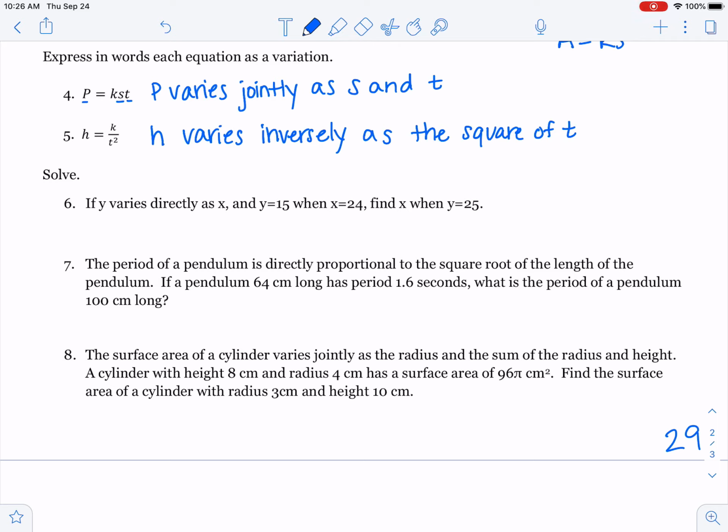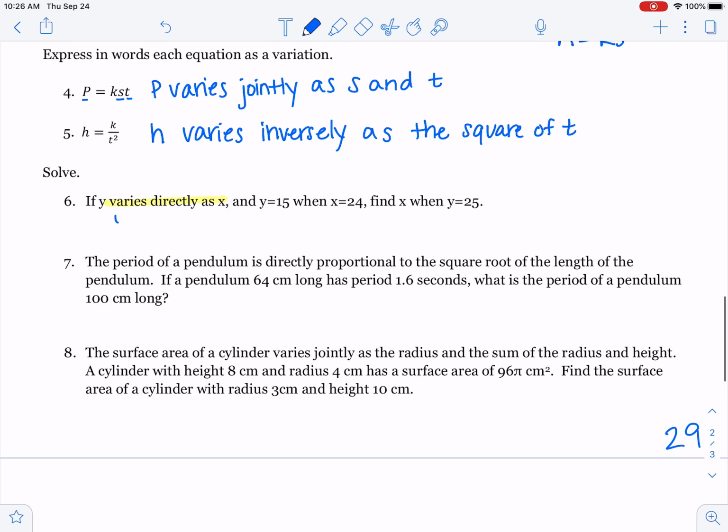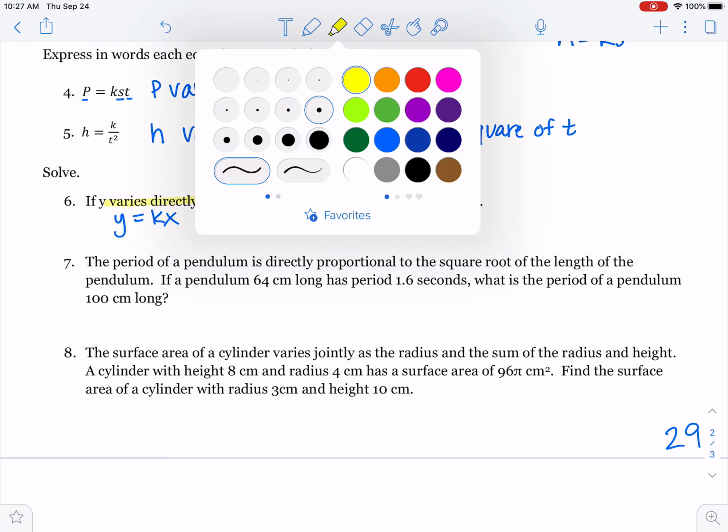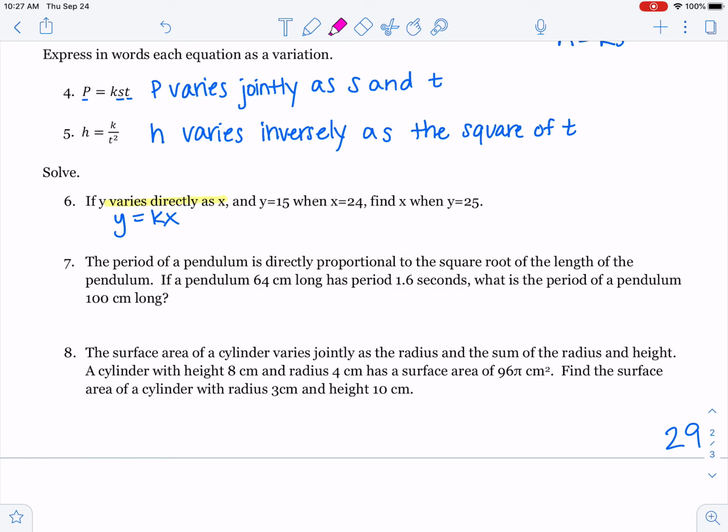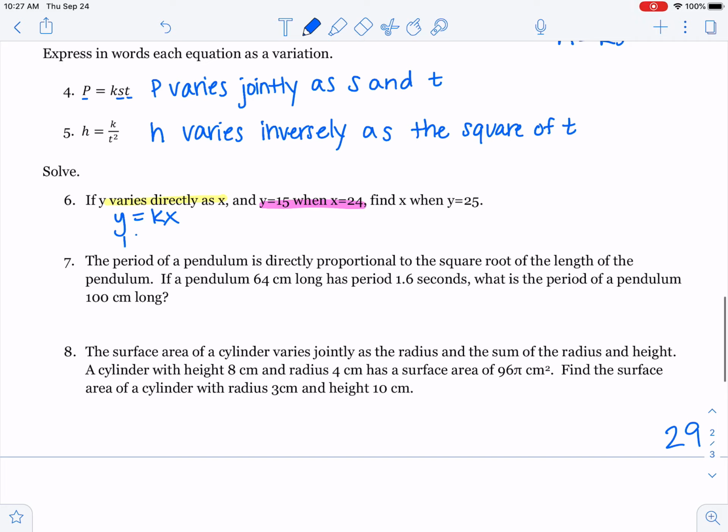So in question number 6, it says y varies directly as x. So just from that first part, I know my equation based on examples 1 through 5 is going to be y equals kx. The next piece of information they tell me is going to help me find k. When y is 15, x is 24. So I'm going to plug in those two values and solve for k.